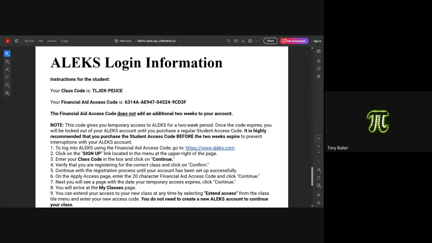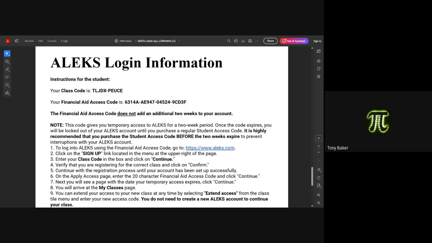Last page is your class code for ALEKS and the financial aid access code. If you do not have your code for ALEKS yet, this will give you 2 weeks to get that code. So you put it in today, and you basically have until the 11th to get your code for ALEKS. So if you haven't gotten to the bookstore yet, or you haven't gotten financial aid, or whatever happens to be, this code will get you in so you can start working immediately in ALEKS.